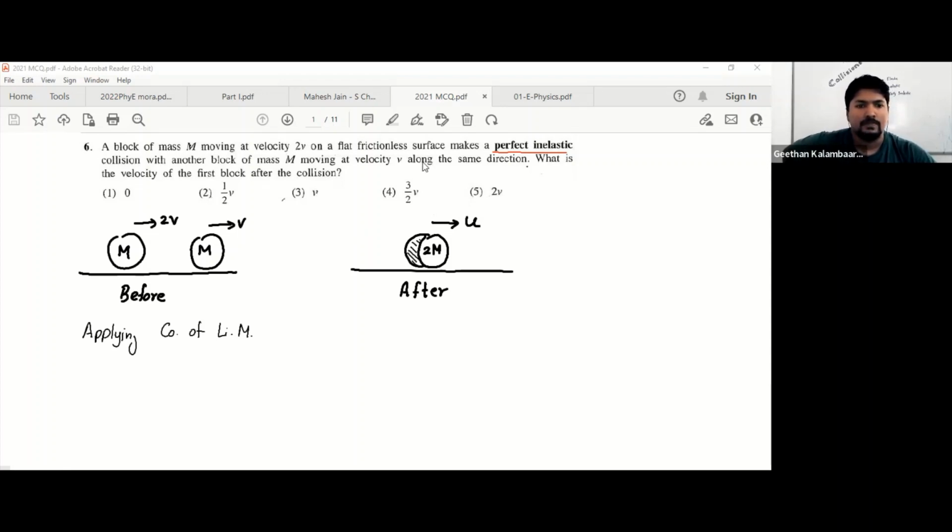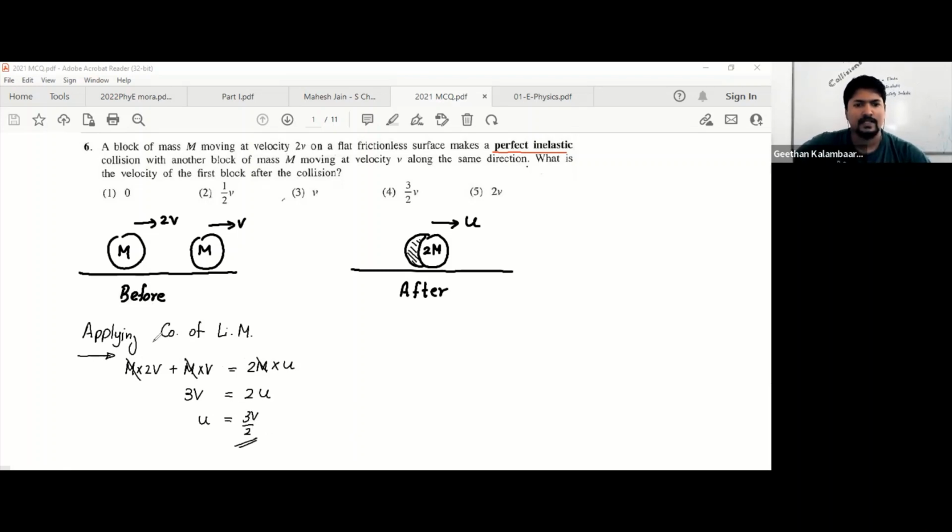Okay. So we apply conservation of linear momentum towards right hand side. M into 2v plus again m into v is equal to 2m into u. So we can see that m gets cancelled. So here we get 3v is equal to 2u. So u is equal to 3v by 2.